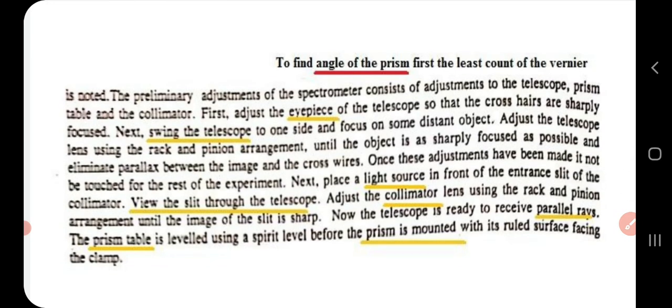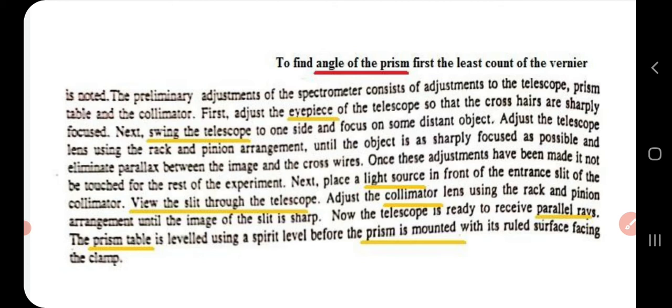To find the angle of the prism, first the least count of the vernier is noted. The preliminary adjustment of the spectrometer consists of adjustments to the telescope, prism table and collimator. You have to do preliminary adjustments to each of these. First, you adjust the eyepiece of the telescope so that the cross wires are correctly seen. The next step is that you rotate or swing the telescope to one side and focus on any distant object until you get a clear image of the distant object through the telescope.